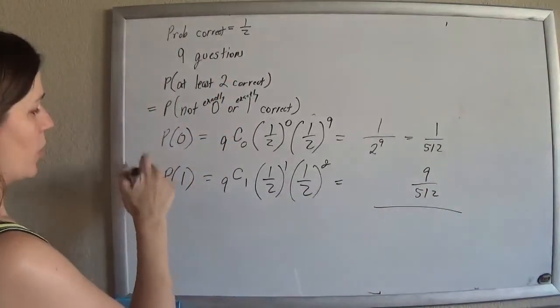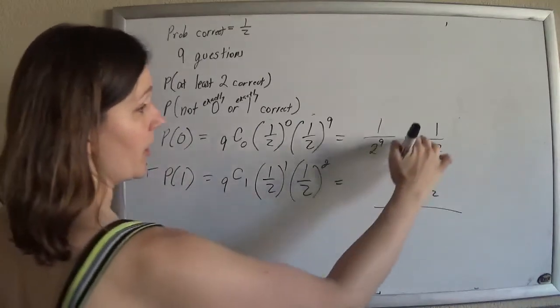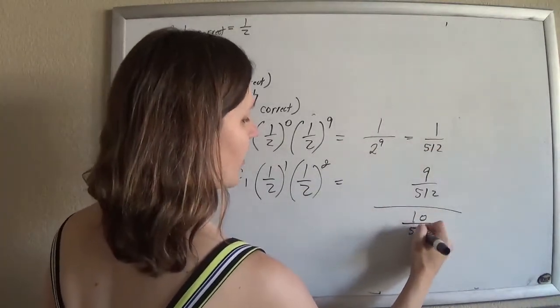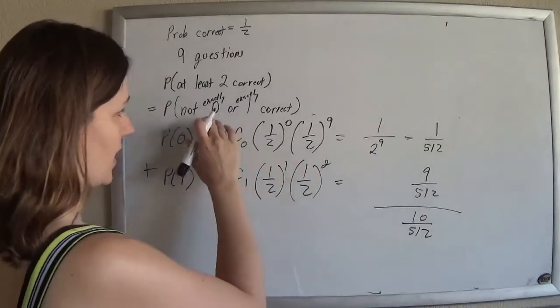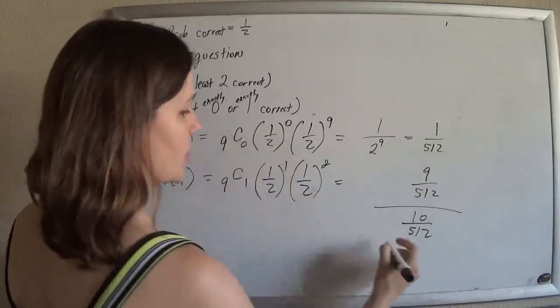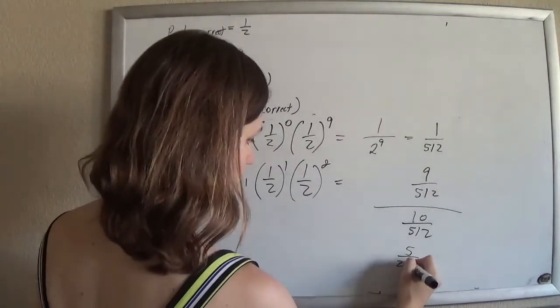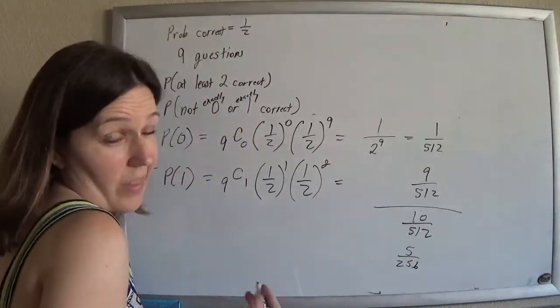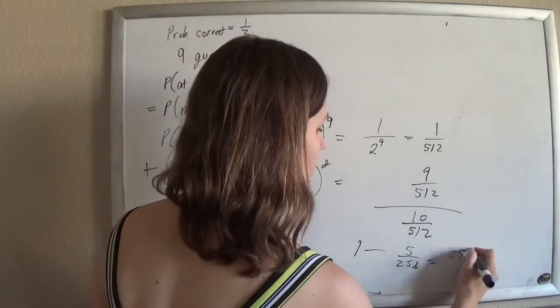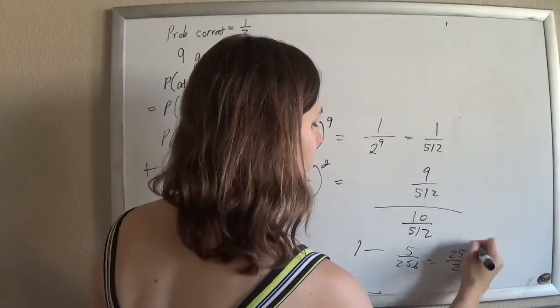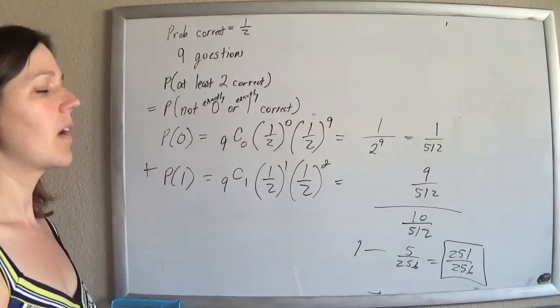So this or that, when you find yourself saying or, you add. You got 10 out of 512 chance of getting exactly 0 or 1 correct. So that's 5 out of 256, but I don't want that, so I want the complement, 1 minus that, 251 out of 256, and that is your answer. Yay!